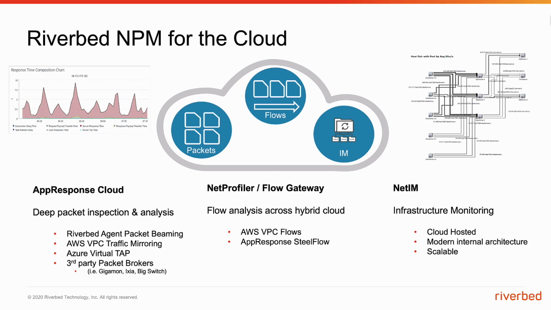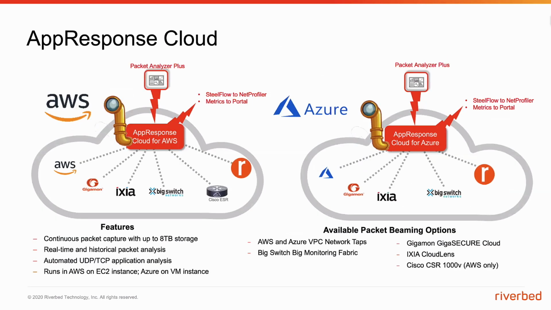Now, I had another slide here I wanted to go into. I won't dig into each one of those in the cloud, but I like this one with AppResponse Cloud, because one thing it highlights is that we can run AppResponse Cloud in AWS or in Azure, and then there are different ways we get packets into AppResponse so that you can do something with them.